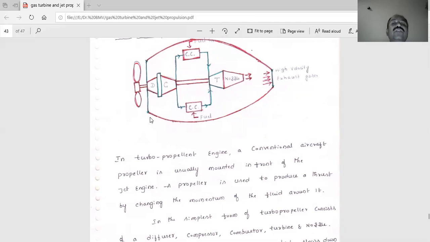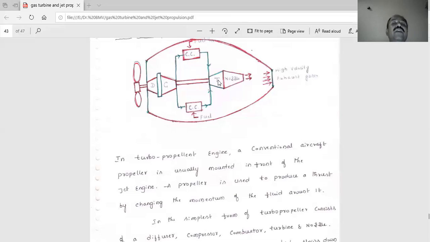Then what is the function of the diffuser? The kinetic energy of the air is converted into potential energy. That means the velocity of the air is reduced and the pressure of the air is increased. That high pressure air is passed to the compressor, where compression takes place. Highly compressed air is passed to the combustion chamber. Then the expansion takes place in the turbine.